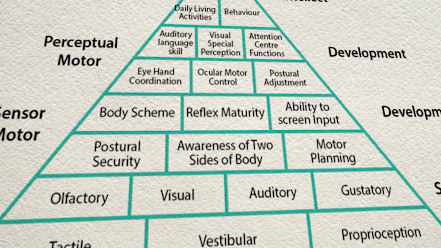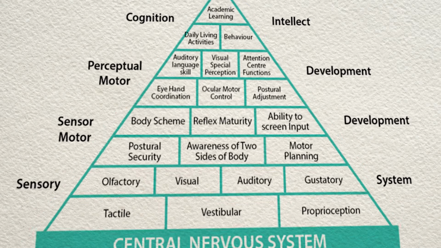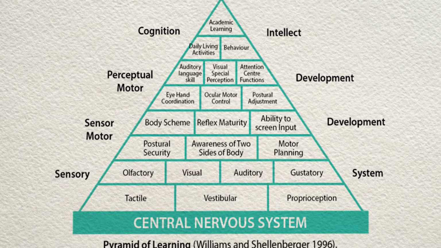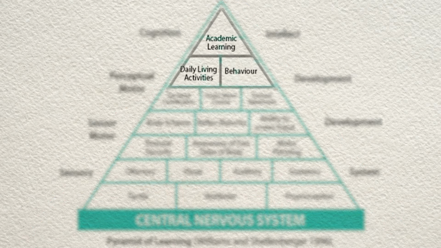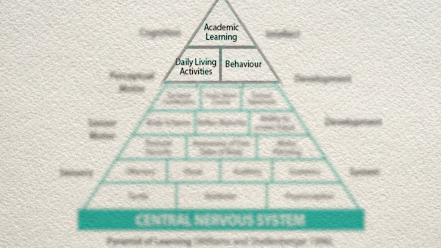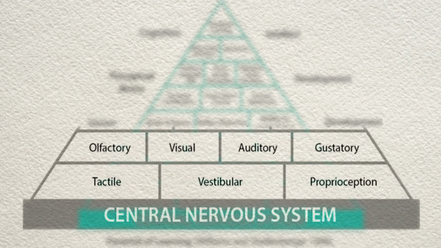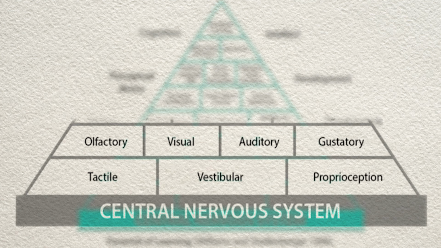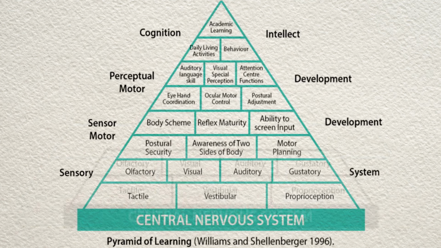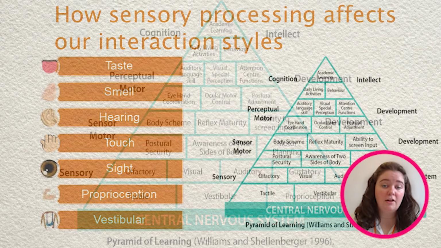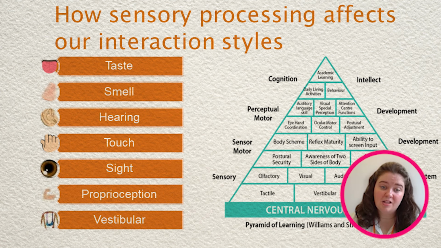If you see the pyramid of learning from Williams and Schellenberger, you will see that behaviour, academic learning, and activities of daily living are at the top. That's what we as humans want to achieve and do in our daily lives. We need to have a solid foundation at the base of the pyramid to get to that. And the base of this pyramid is made of the central nervous system and the 7 senses. These senses need to be regulated before we can move up the pyramid. Therefore, if we want to interact with others, it is so important that our sensory system is regulated.